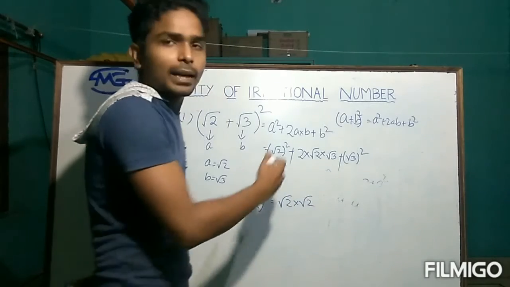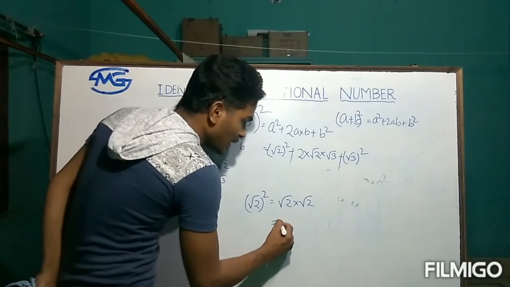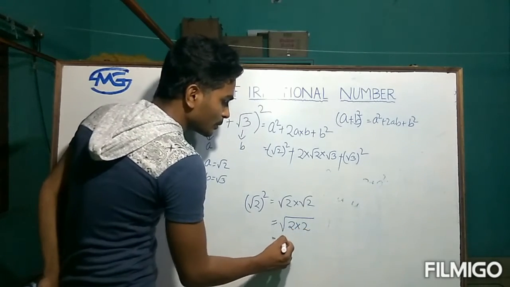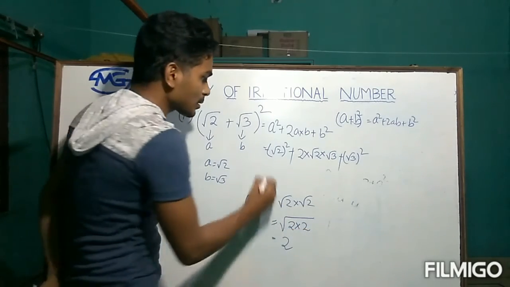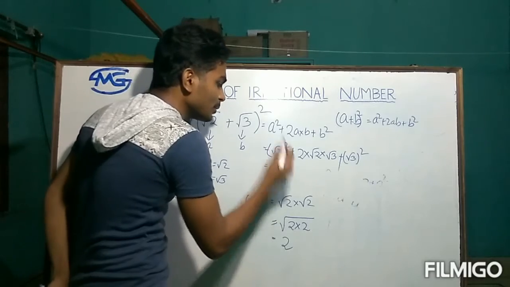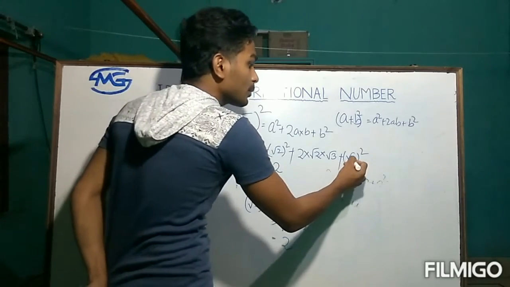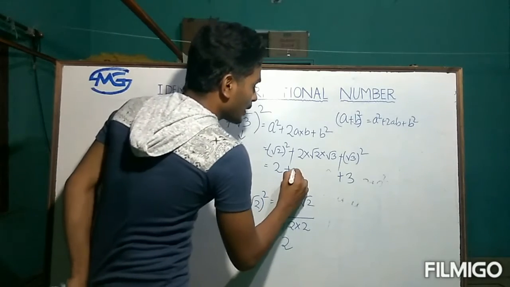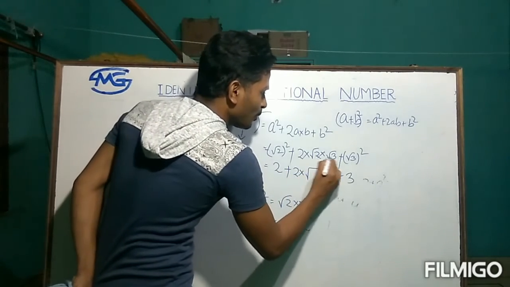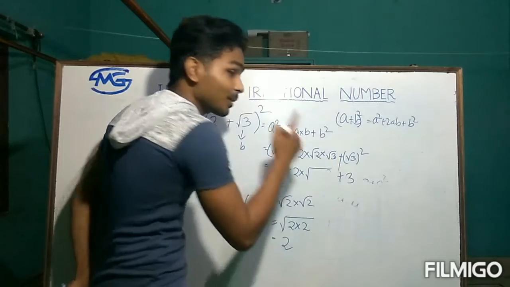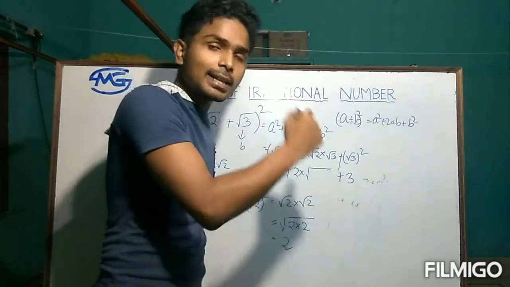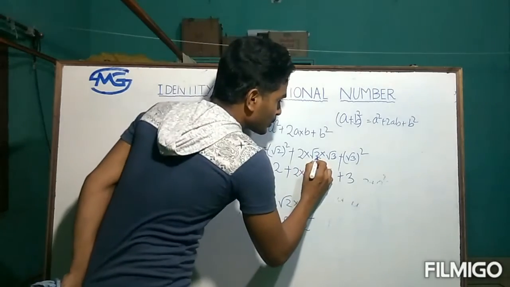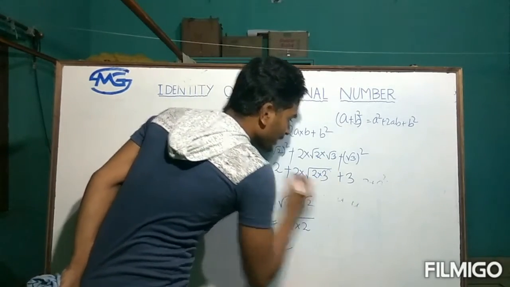Square means a number is multiplied twice. So root of 2 into 2, and for any two identical roots we can write a single number. So the square of root 2 will be 2. Similarly, the square of root 3 will be 3. Then, whenever two irrational numbers are multiplied they give an irrational number, as we have already studied. So 2 into root 2 into root 3 becomes 2 root of 2 into 3.